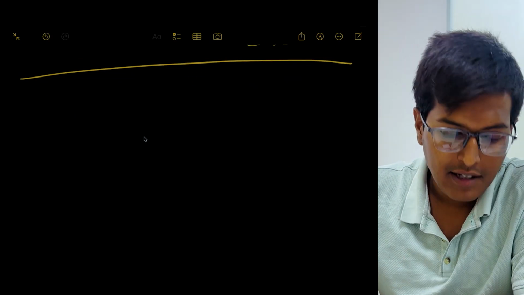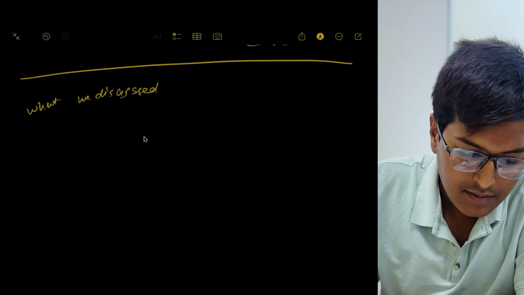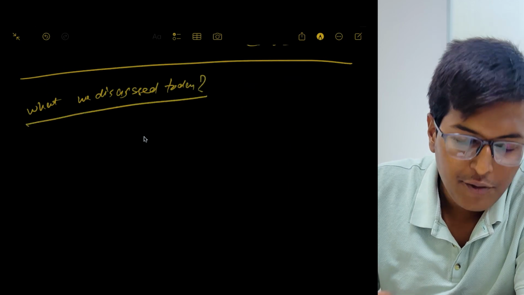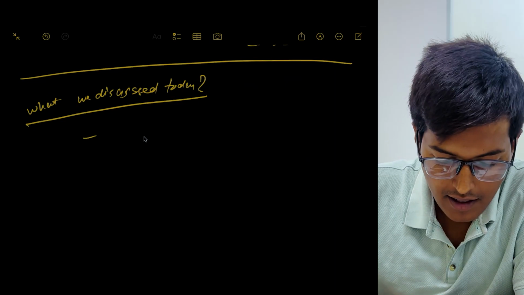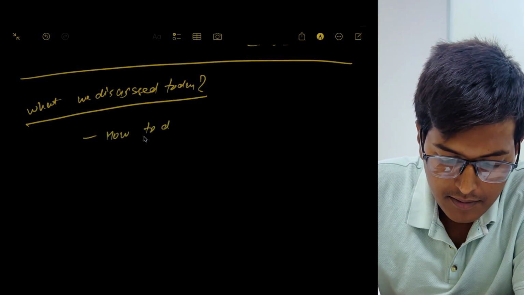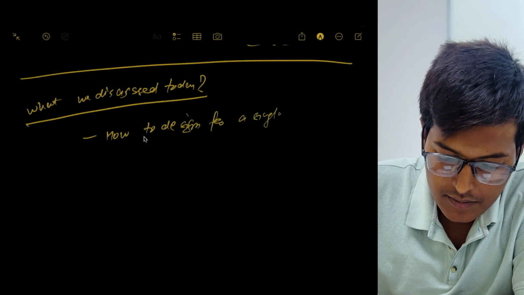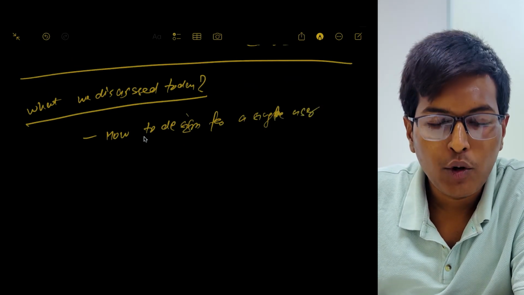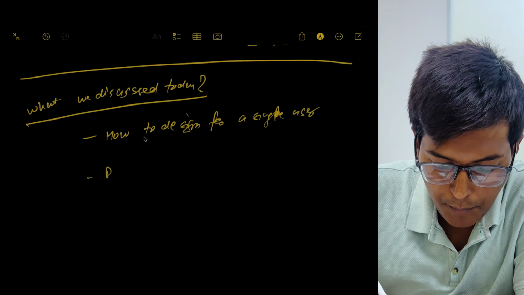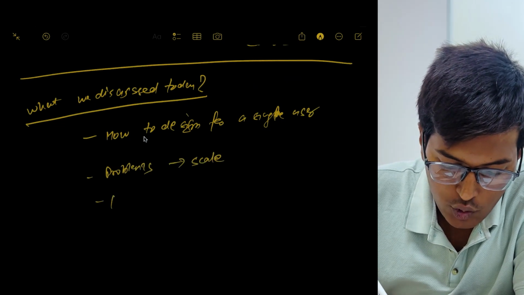So if I just complete everything and talk about what we discussed today: as we discussed in the agenda, we started with how to design for a single user. We talked about this, and then we understood what problems you will encounter when you scale, and what the solutions to these problems are.